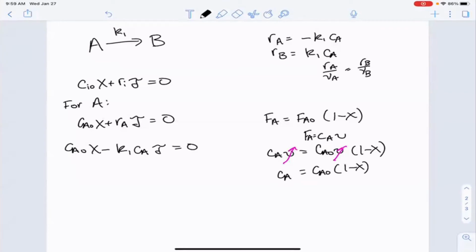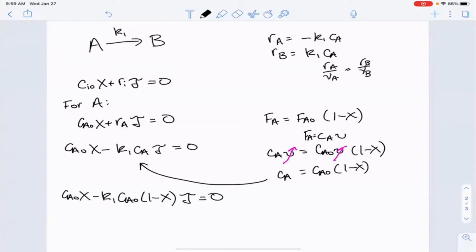And if we put that into our mole balance equation, we'll have one equation in terms of CA0, which is a constant, and then you have conversion and tau. So if we know one, which we know the conversion, we should be able to calculate tau. So this is CA0 times X minus k1 times CA0 times 1 minus X times tau is equal to 0.